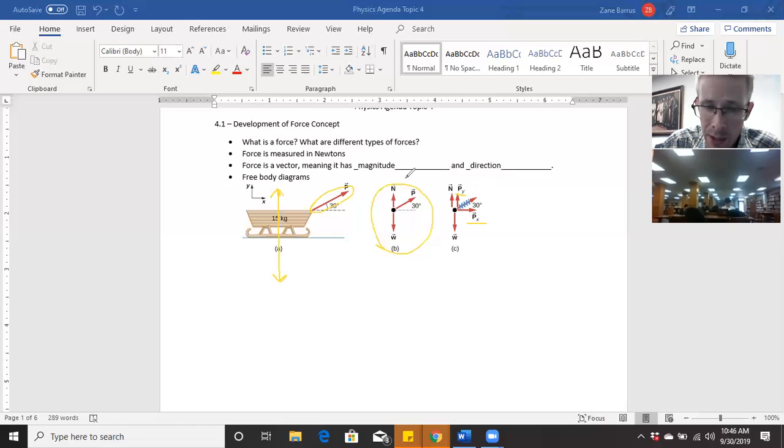Okay, so we haven't really gotten into any math yet. We're just showing you the picture so far. Raise your hand if you have a question at all. Otherwise, we can just keep on going.